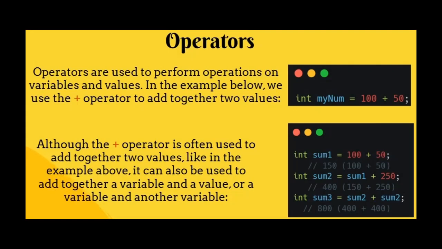Now guys, let's talk about the operators. Operators are used to perform operations on variables and values. In the example below, we use the plus operator to add together two values. In the first example, I need to calculate the sum between 150. Although the plus operator is often used to add together two values, like in the example above, it can also be used to add together a variable and a value, or a variable and another variable.